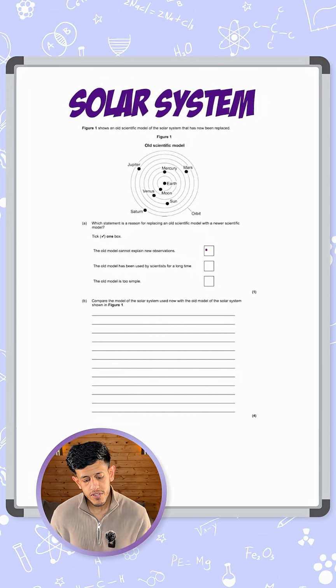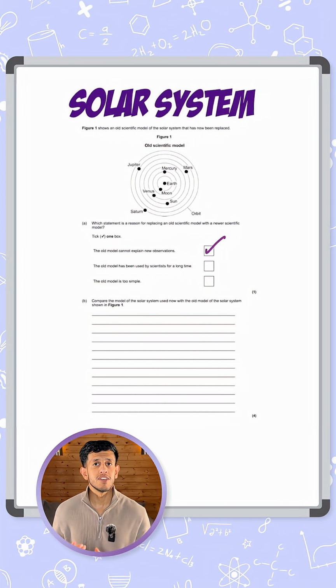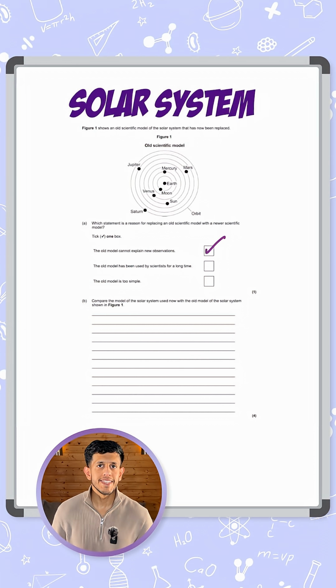The right answer is the first one. The old model cannot explain the new observations, because as new ideas or new things are found out, the model gets updated, and that's what would happen here.